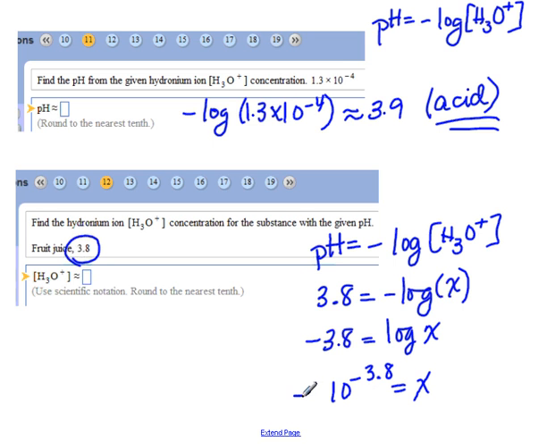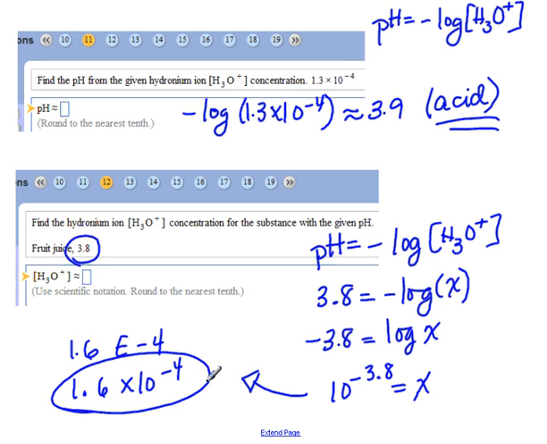Okay, you're going to see on your calculator that becomes 1 point, what does that round to the nearest tenth, 1.6. And then you'll notice the e negative 4. So this really means 1.6 times 10 to the negative 4. Okay, and that would be your answer.